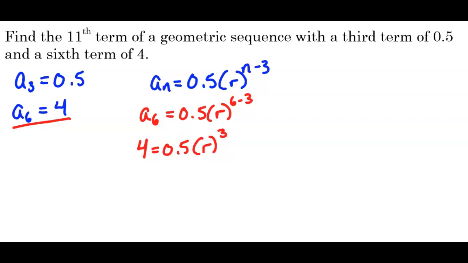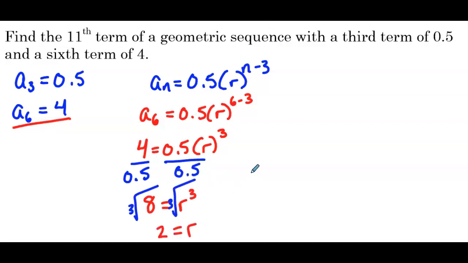We need to isolate the r cubed, so divide by 0.5 on both sides. So 4 divided by 0.5, that's 8, equals r cubed. Take the cube root of both sides, and we get 2 equals r. Okay, so a sub n equals 0.5 times 2 to the n-3. And that's correct, but it doesn't matter because we're not done. We need to find the 11th term.